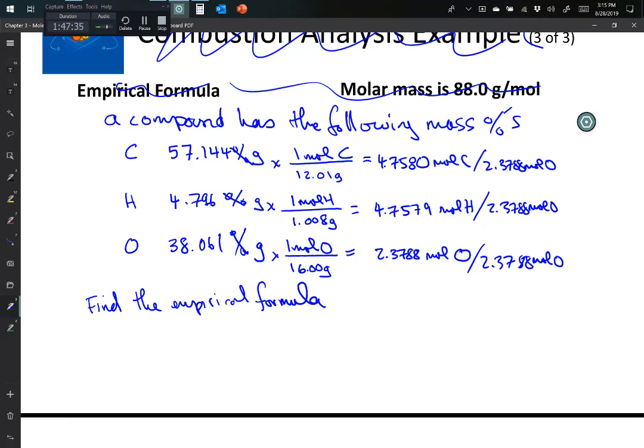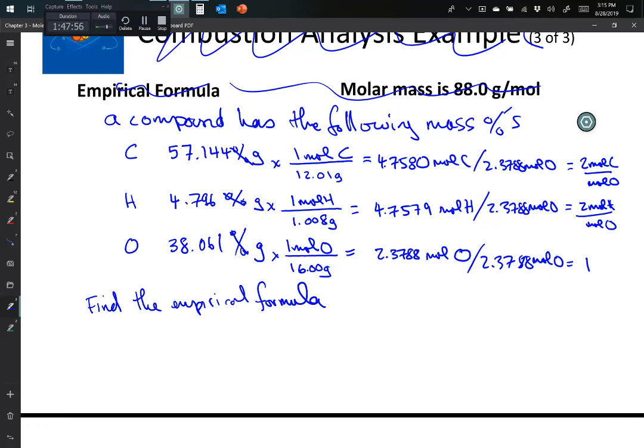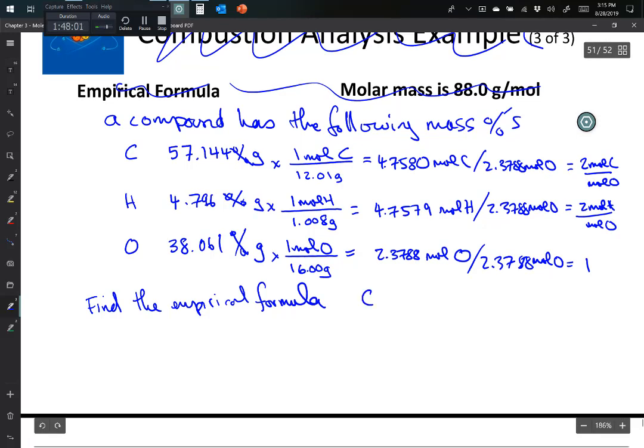And I'm going to give away the big secret here. This is 2 moles of carbon for every mole of oxygen. This is 2 moles of hydrogen for every mole of oxygen, and this is going to be 1 down here. So my empirical formula looks like it's C, H, and O. What are the subscripts? 2, 2, and 1.